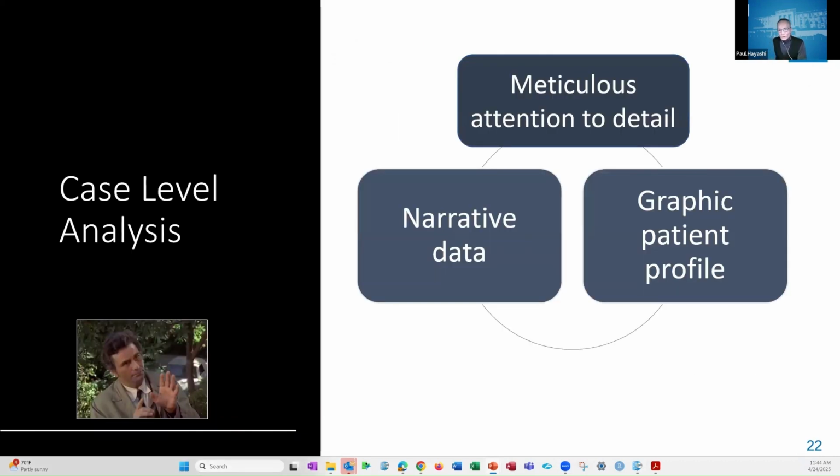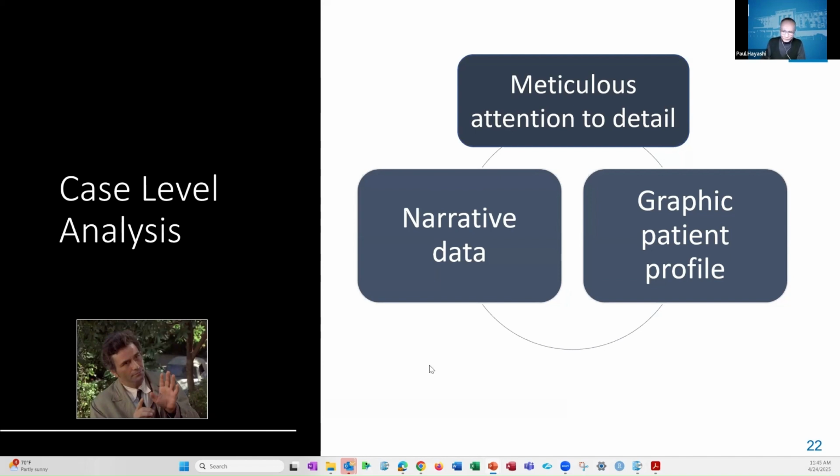Case level analysis. So this comes down to just meticulous attention to detail. This is internal medicine at its best. We rely on the narrative. We want graphic and tabular profiles. I give you a picture of a character in a TV series when I was growing up. Detective by the name of Columbo, who was played by Peter Falk. He was known for being this persistent attention to detail kind of guy. He'd always come back and say, I just want one more question, please. Just answer me this. I just need this little piece of information. So it's one more information request is what this is all about.